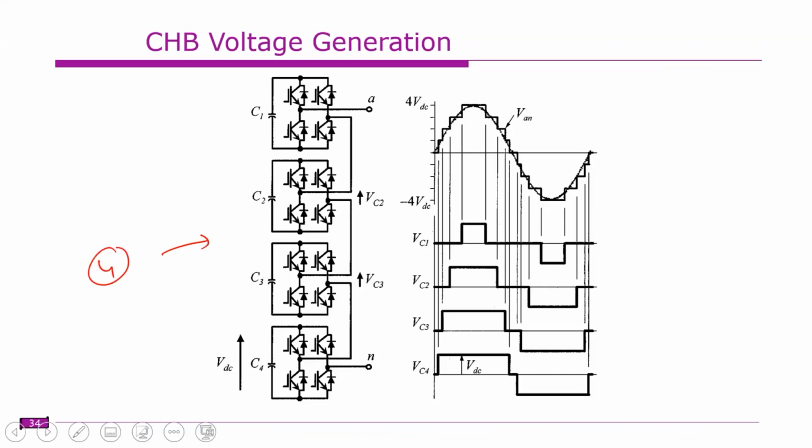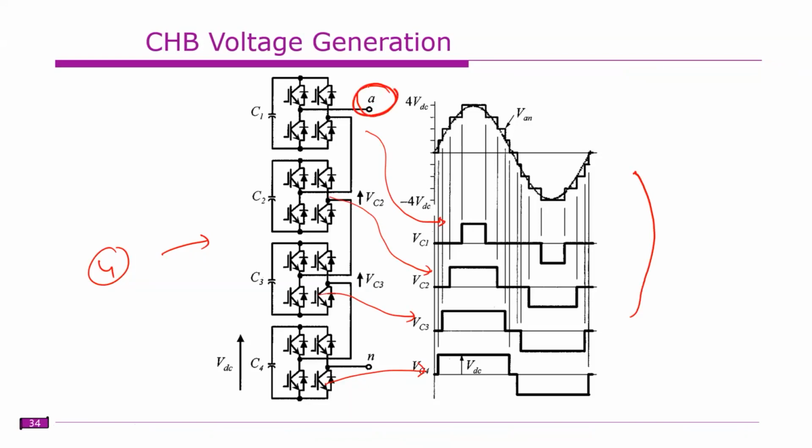So this is the output. This is the first H-bridge, and it is operated like this. The second H-bridge is operated like this. This is the third H-bridge, and this is the fourth one. So if we add all the outputs, that means if you measure the voltage between A and N, this is VAN. Purposefully we operate them so that we can obtain a stepped waveform, which is a close approximation to a sine wave.